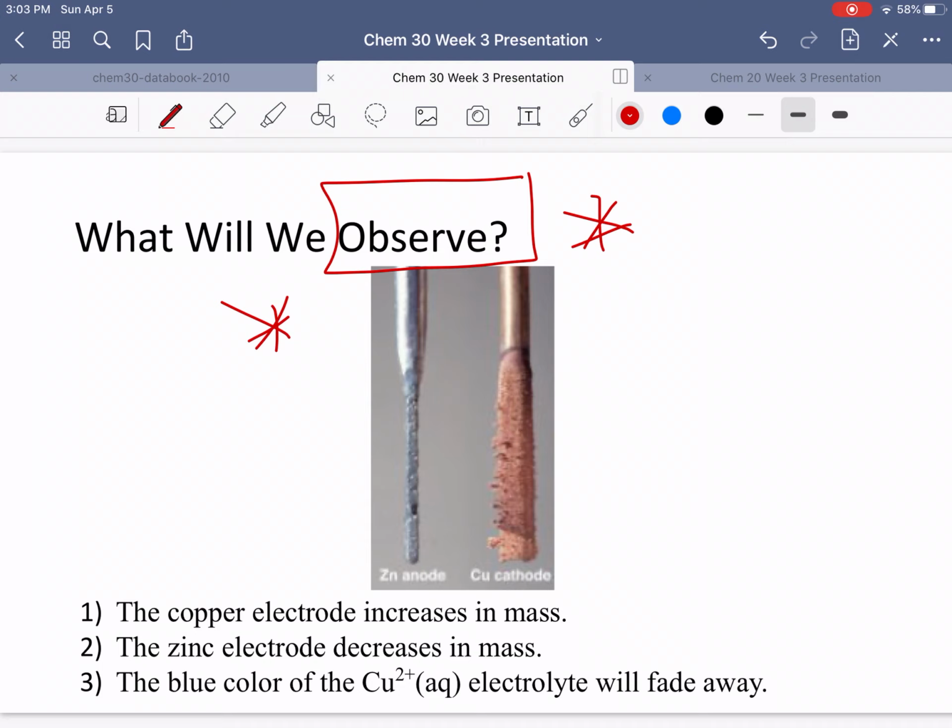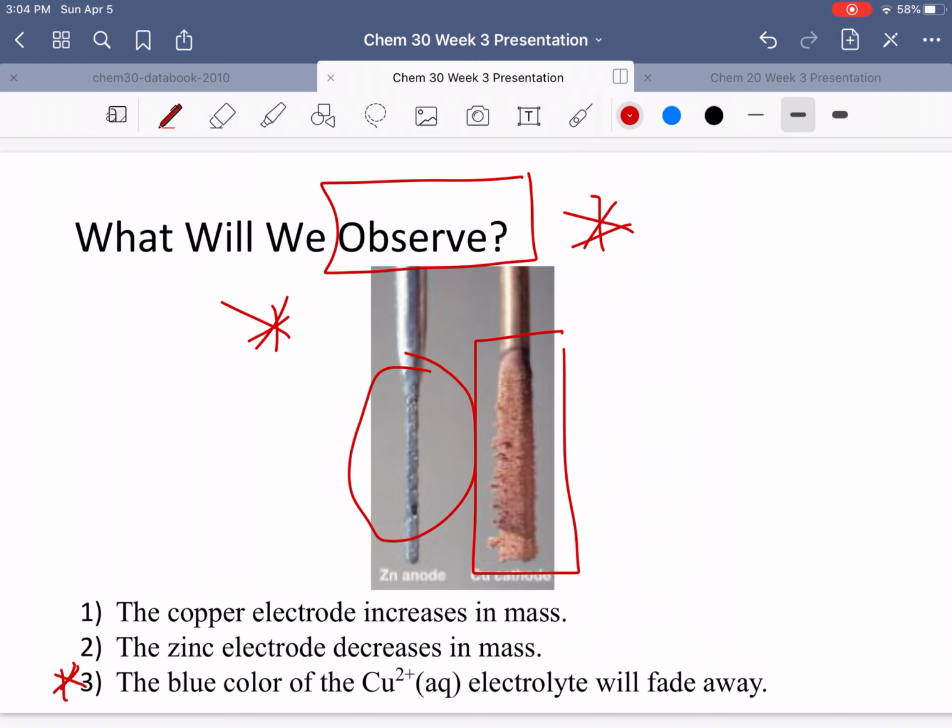And I hinted at that already, but here's a blow up of the actual zinc anode, an actual copper cathode that would have been in a voltaic cell with the zinc and copper. And you can see how much the zinc has eroded away as that solid zinc turns into zinc ion. And vice versa, you can see how copper has built up on the original copper electrode. And that's pure copper, okay? Remember too, I talked about that blue color fading away as the copper 2+ turns into copper solid.